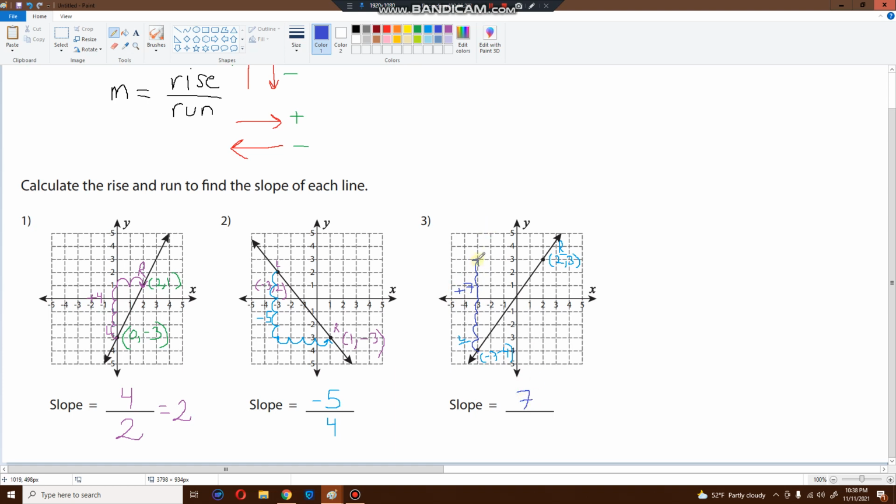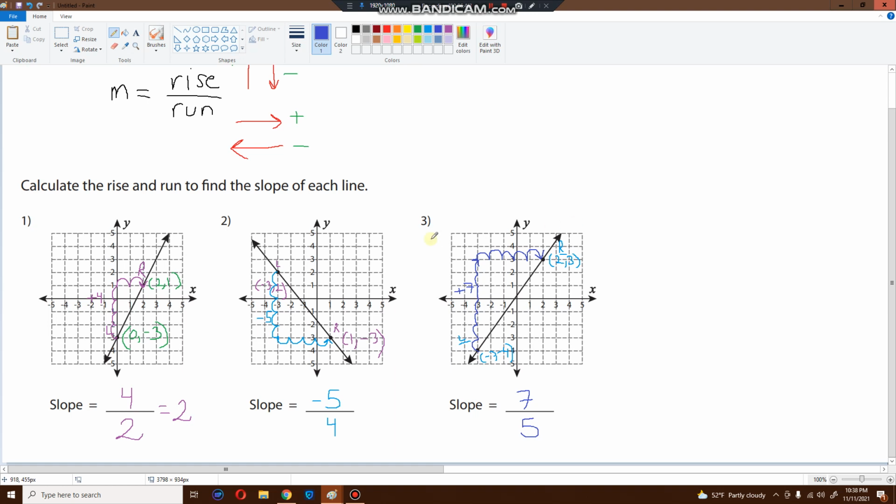And then I had to jump to the right in order to reach this coordinate point. Let's see how many jumps. 1, 2, 3, 4, 5. 5 jumps to the right. 5 is a positive number. And there we go. That is the slope of this particular linear equation.